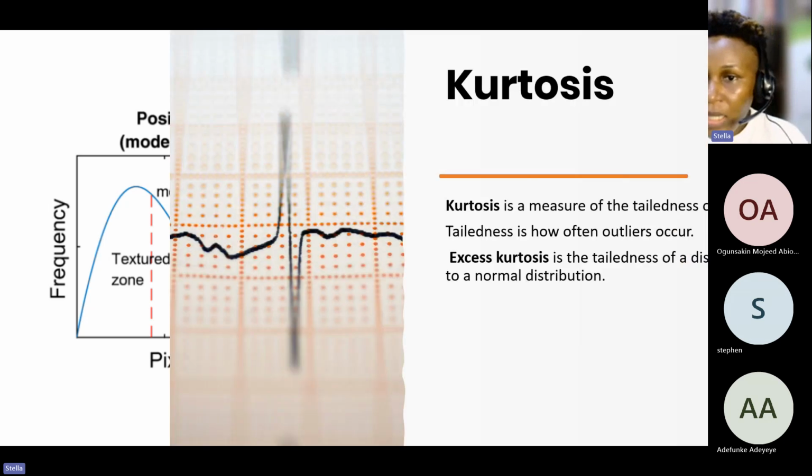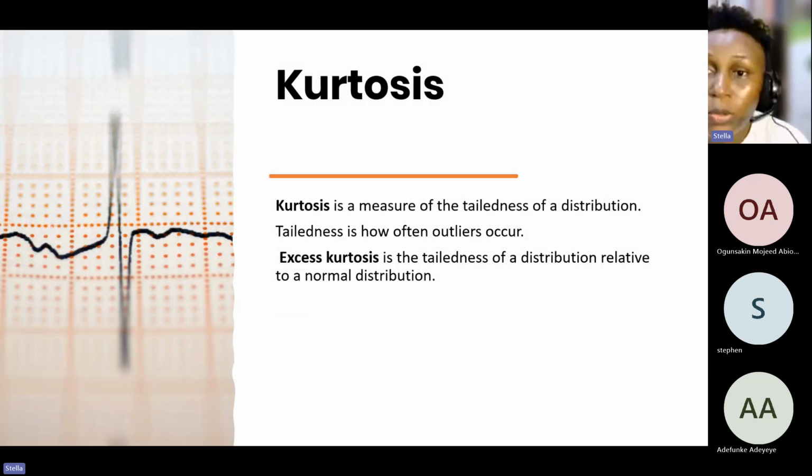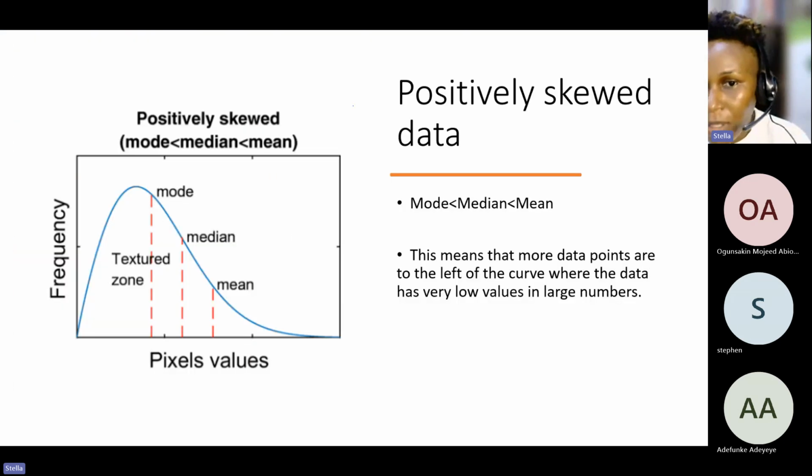Okay, so the next thing we'll be looking at is called kurtosis. Kurtosis is another measure of the variability in descriptive statistics. So what do we really measure specifically with kurtosis? We measure the tailedness of a distribution. The tailedness is how often outliers occur. Let's look at this curve. This is the peak of this curve. This is the tail.